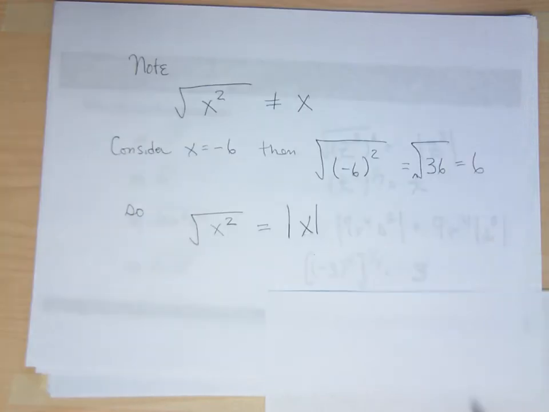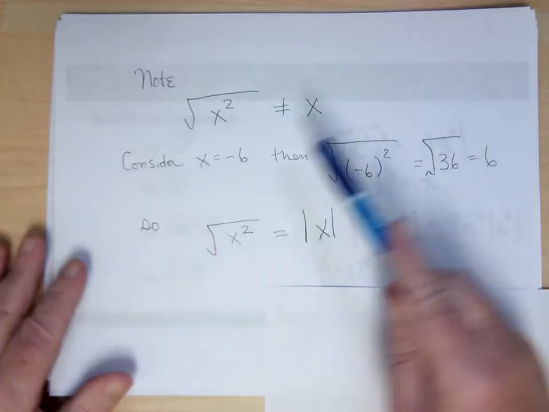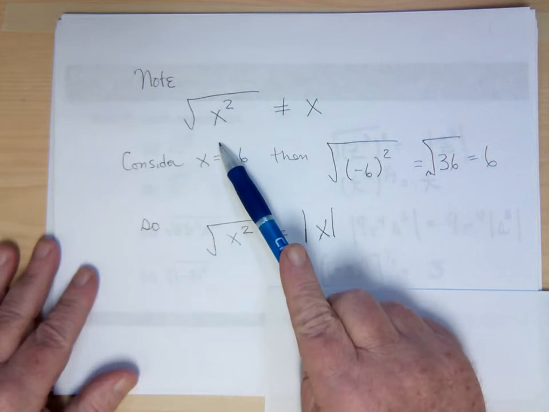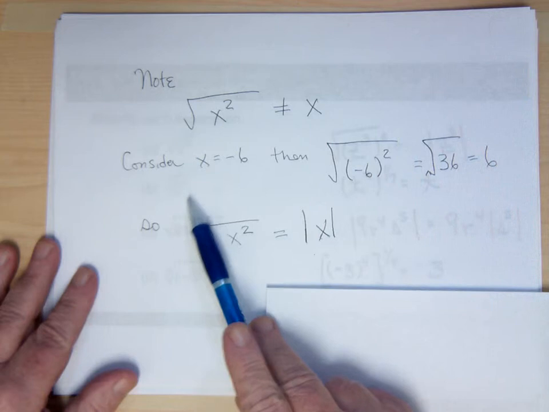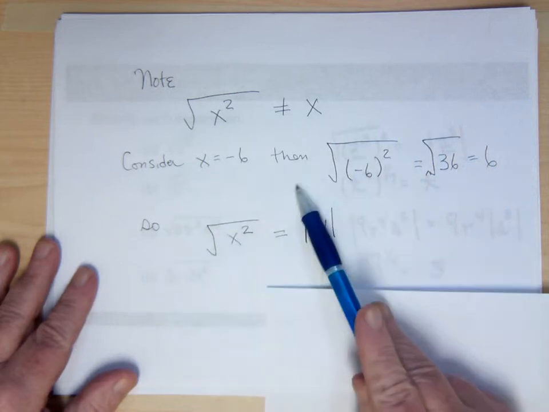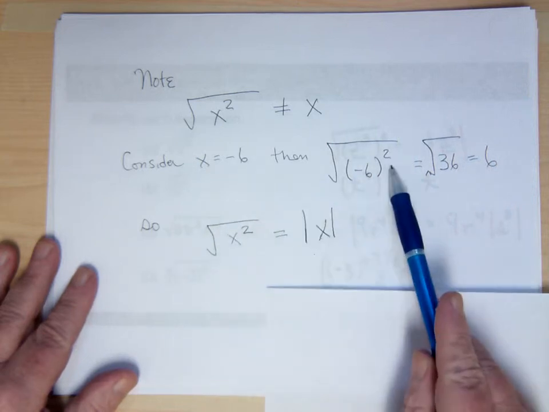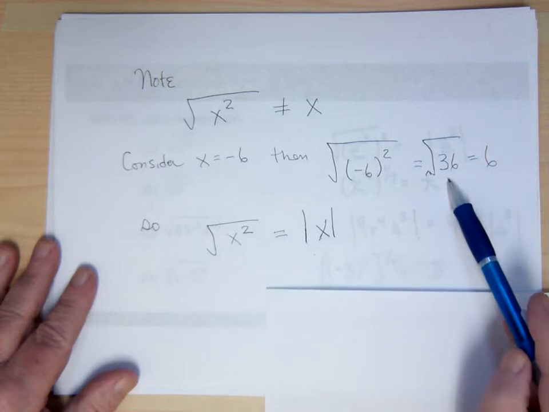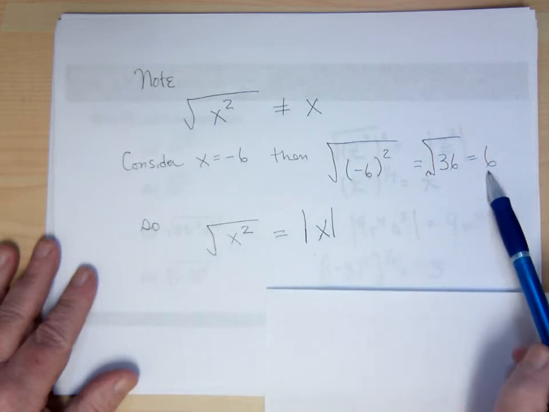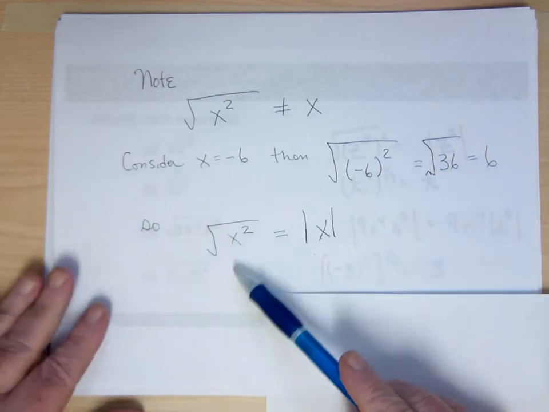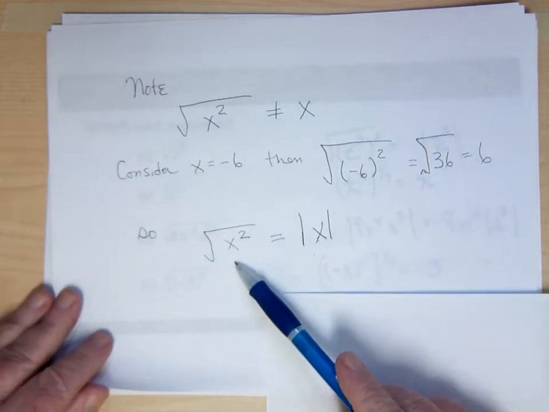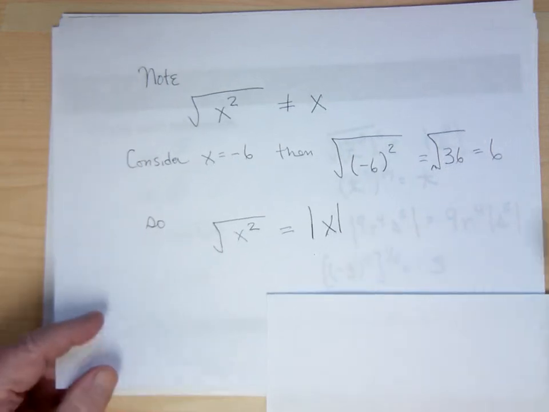Now, a little bit of a note, the square root of x squared is not really x, because consider the following example. X is equal to -6, then -6 squared, and then the square root is going to be the same as the square root of 36, which is 6. So you can see we started with -6 and ended up with 6. So the square root of x squared does not equal x, it equals the absolute value of x.